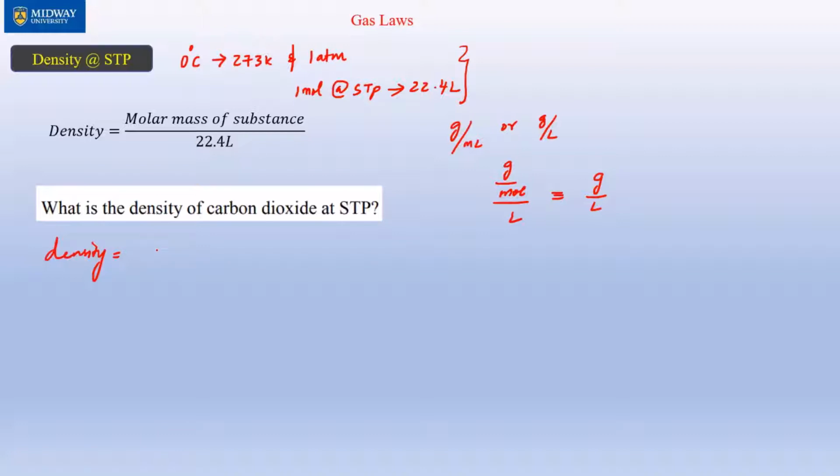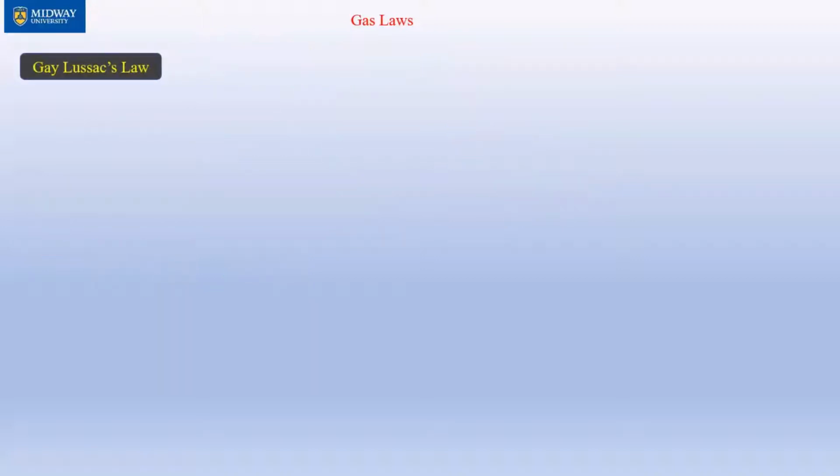The molar mass of carbon dioxide is 44 grams over mole, over 22.4 liters. So 44 over 22.4 is 1.96 grams over liter. Because this is again per mole, we can get rid of that from the units. And that's how you determine density at STP. Now, it has to be STP, otherwise you cannot use this formula. Okay. Now let's move on to the second law.